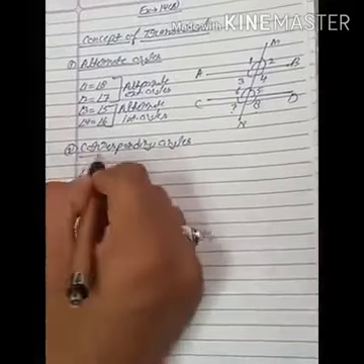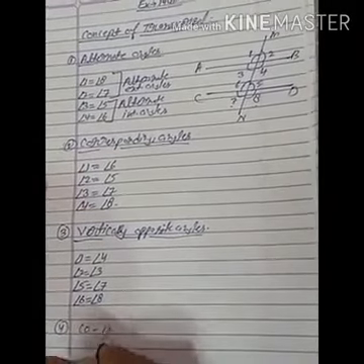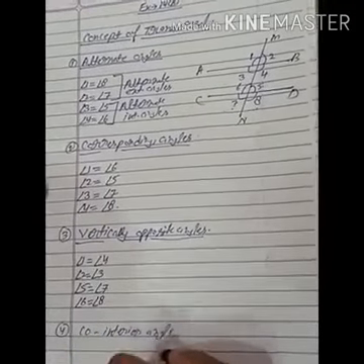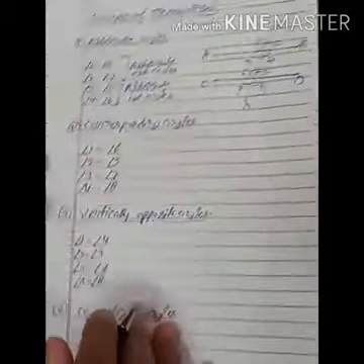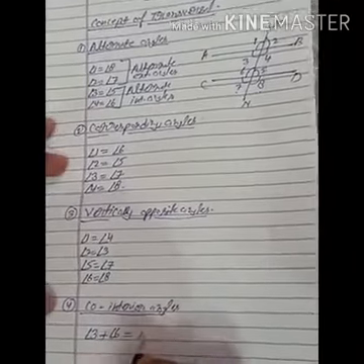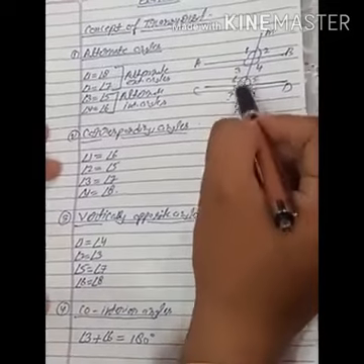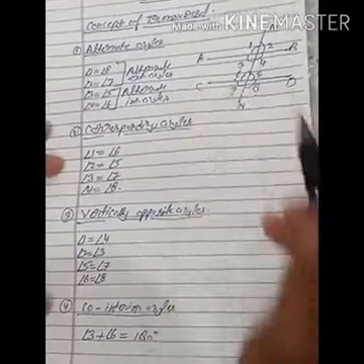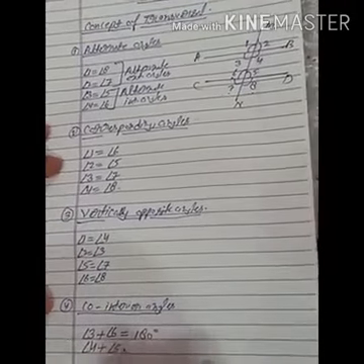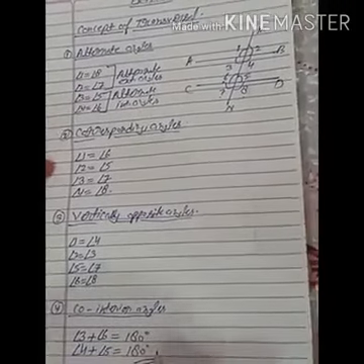Next type of angles, co-interior angles. Very simple. So what about co-interior angles? Angle 3 plus angle 6 is equal to 180 degrees. Angle 3, on the same side, interior, plus angle 6 is equal to 180 degrees. Then angle 4 plus angle 5 is equal to 180 degrees. So this is about co-interior angles.